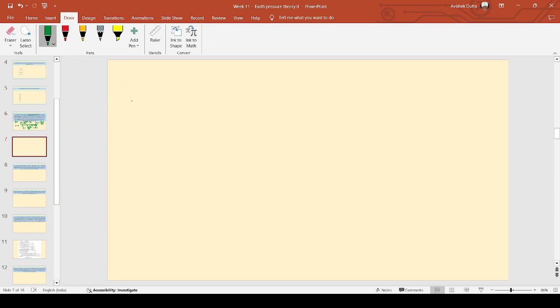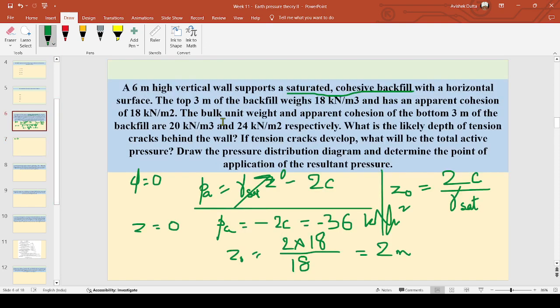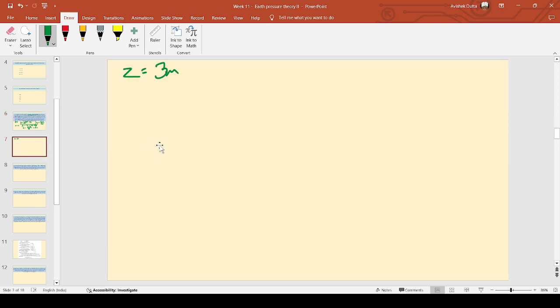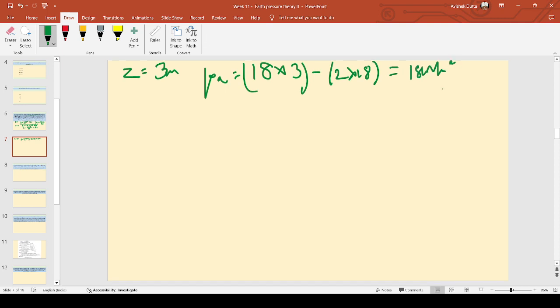We'll see like this at Z equals 3 meter first. And we will be using this formula: PA equals gamma sat Z minus 2C. So at Z equals 3 meter, PA will be equal to how much? Gamma sat Z, that is 18 into 3, minus 2 into C, minus 2 into 18. That gives us 18 kilonewton per meter square. It is for the topsoil.